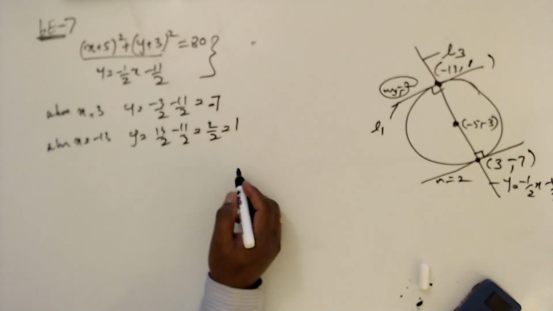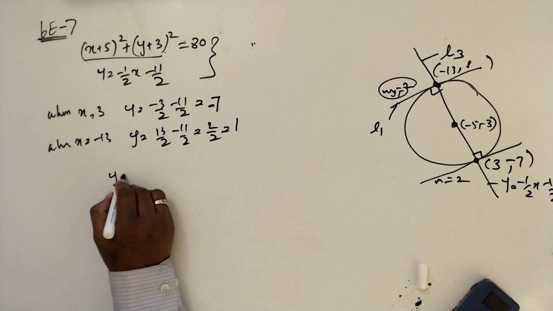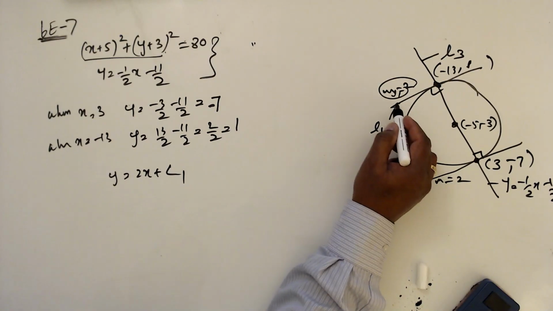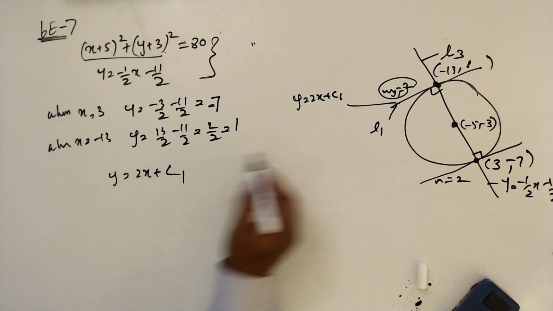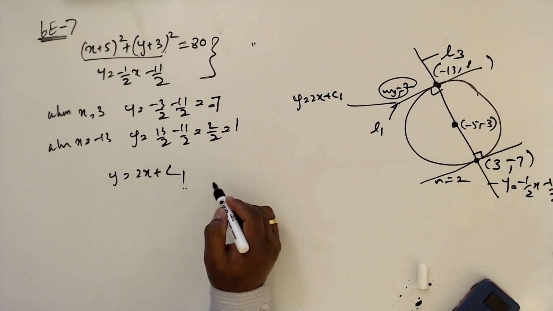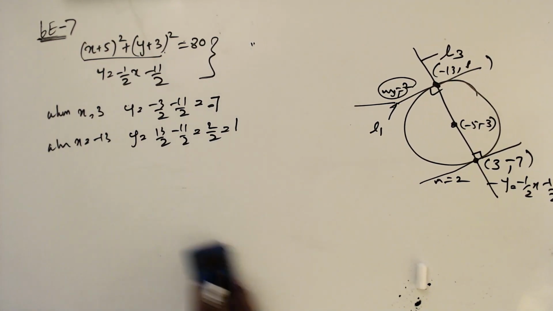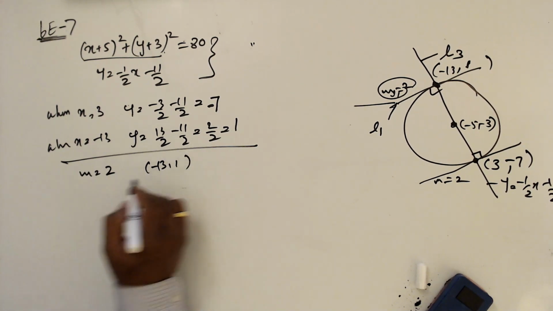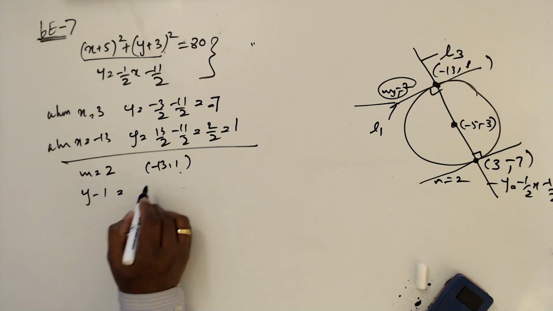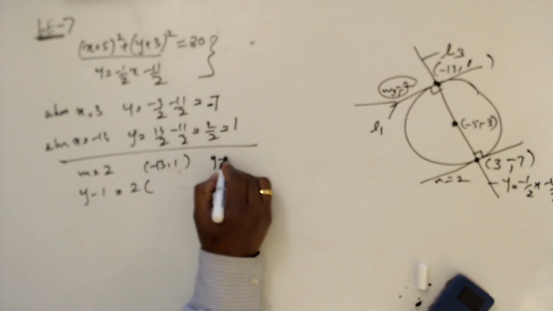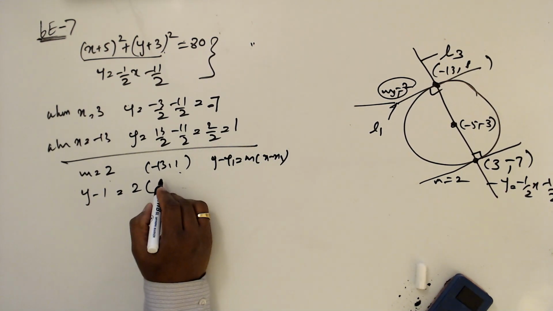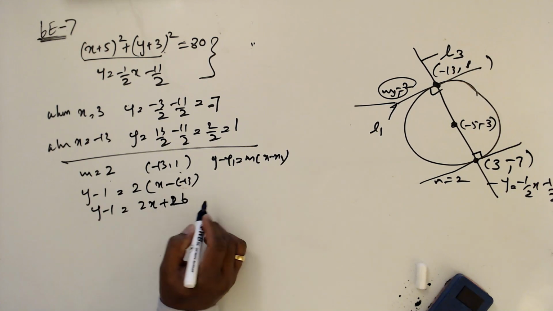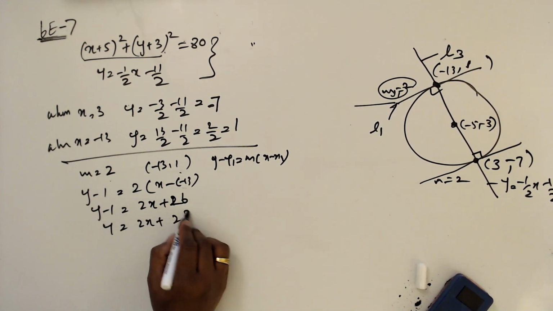Now this one, y equal 2x plus c. Okay, I'll take c1 as the equation of this side, the gradient is 2. Now I want to find c1, or we'll work it differently. Now you have gradient m equal 2 and the point minus 13, 1. Then y minus y1 equal m times x minus x1, this is the formula I am using. y minus 1 equal 2 times x minus minus 13, so y minus 1 equal 2x plus 26. So y equal 2x plus 27.